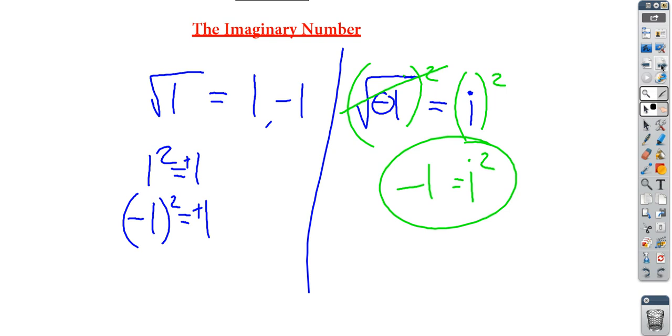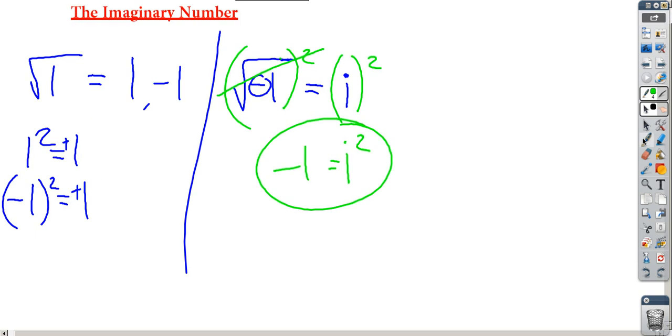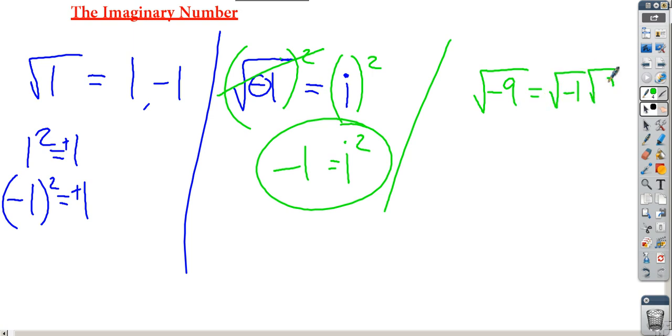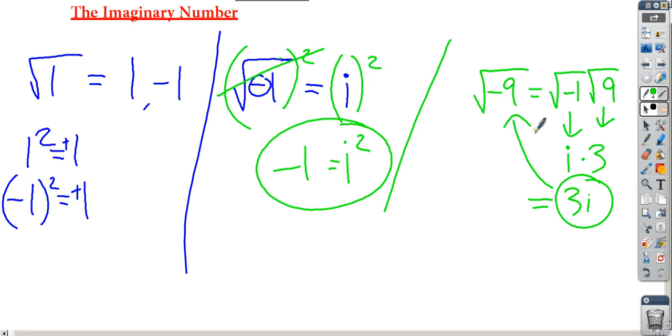So what that means when we come to simplifying, suppose for example we had the square root of negative 9. Well, I could write the square root of negative 9 as the square root of negative 1 times 9. We now have a name for the square root of negative 1. It's called i. And we know that the square root of 9 is 3. So i times 3, or 3i. That's what the square root of negative 9 equals.